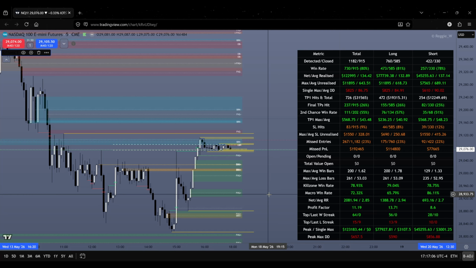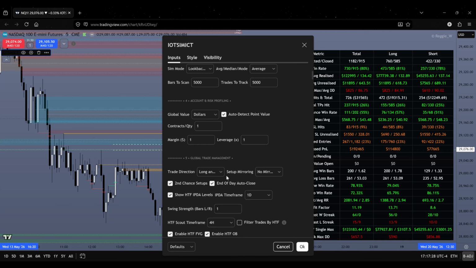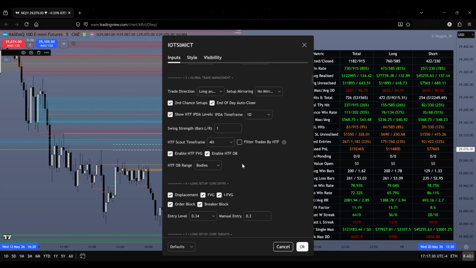What this tool isn't: it's not a signal service. There's no buy and sell arrows. There ain't any predictions, no promises. It is what it is, and that's a backtesting engine. It takes your rules, however you choose to customize them, runs them against thousands of candles, and surfaces what they would have actually produced.